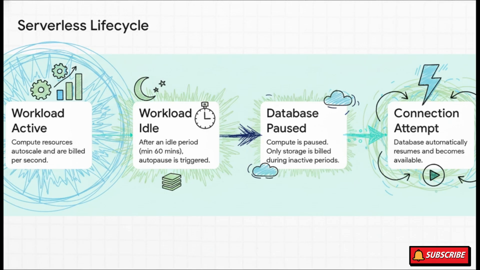Check this out. When your database is busy, you pay for the compute. But if it sits idle for a while, you can set the timer, say an hour, it just automatically pauses itself. While it's paused, you stop paying for compute completely. You only pay for the storage. The second a new connection comes in, boom, it wakes right back up. For dev test environments or apps with really spotty usage, this can save you a ton of money.